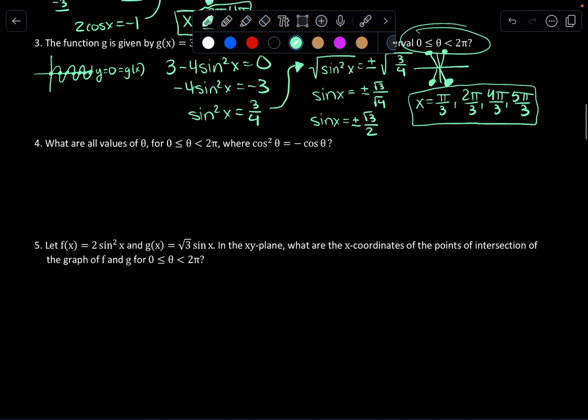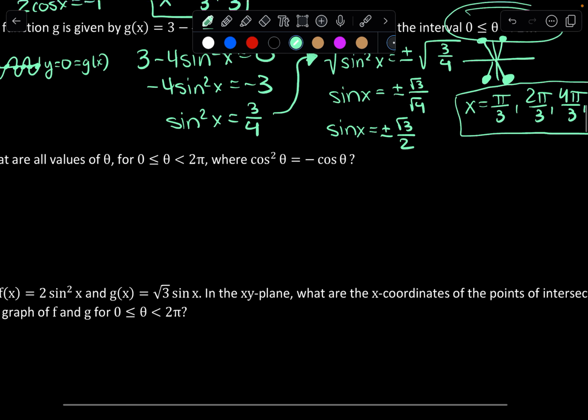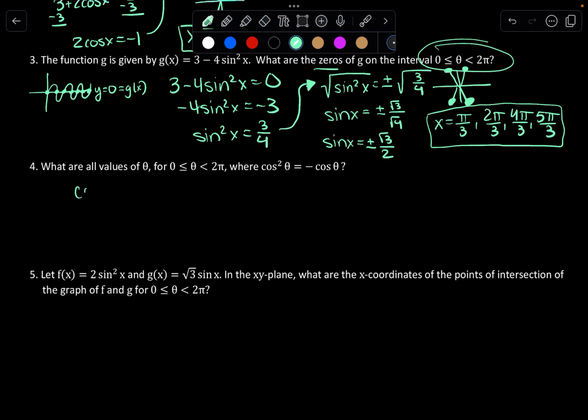All right, number 4, what are all the values of theta from 0 to 2 pi where cosine squared theta is equal to negative cosine theta? All right, so we'll go ahead and start solving this.